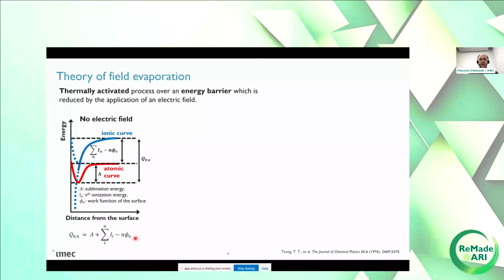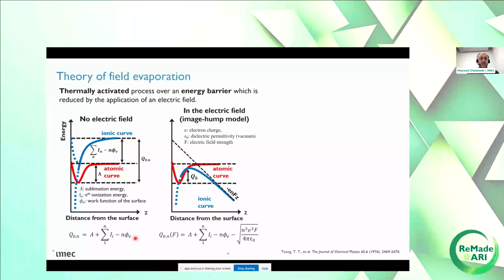In the presence of an intense electric field, this ionic curve bends, and the energy we need, QB, to ionize and remove one atom from the surface drops. This is because of the classical form, because of the Coulomb interactions. So we need less energy to overcome the barrier and have one atom removed from the specimen. It can be done by thermal agitation if the field is quite intense.